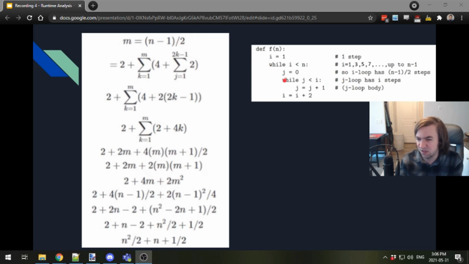Now in here, how many steps are there? Well, j equals 0, that's a step. Comparing j to i, that's another step. Ignoring for the moment that this loop might run and have a bunch, we're just looking at the constant steps right now. i equals i plus 2, that's another step. And then finally, we have to check again to see if we can leave the loop now. i less than n, true or false. So we got 4 steps that happen regardless of the loop inside of here. So this is where this 4 comes from.